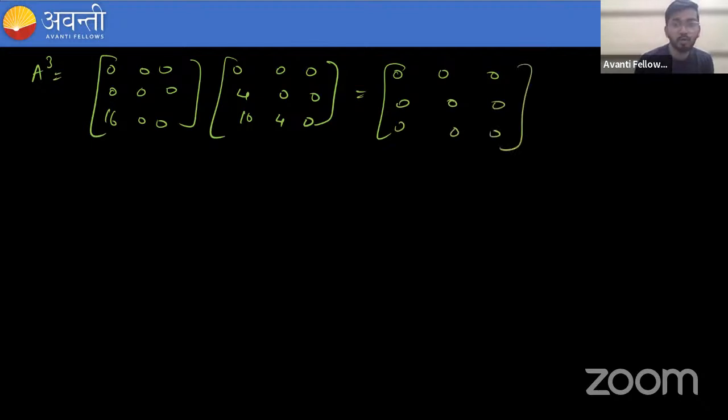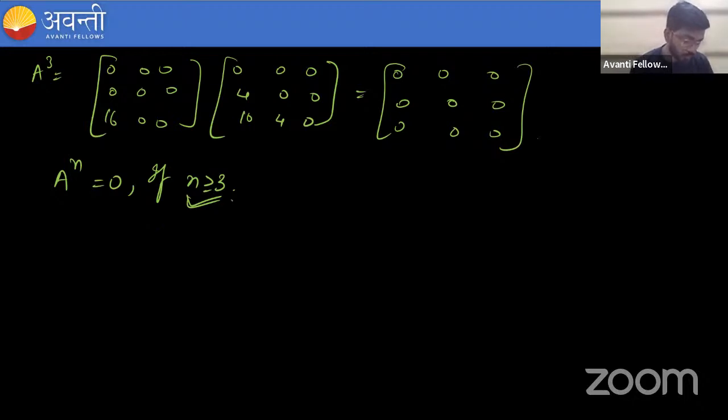So A cube comes out to be 0, like a null matrix. From this, you can conclude that A power n is always 0 if n is greater than or equal to 3. Can we conclude this? Can you guys understand how this happened? So A power n will be 0 if n is greater than or equal to 3.